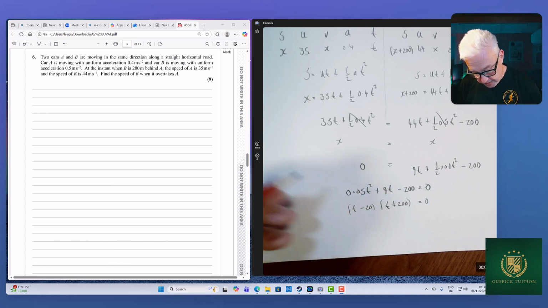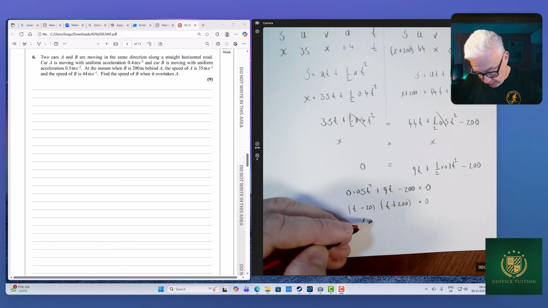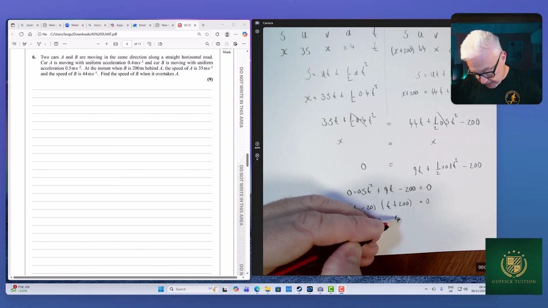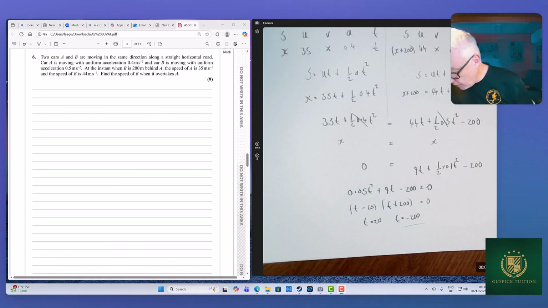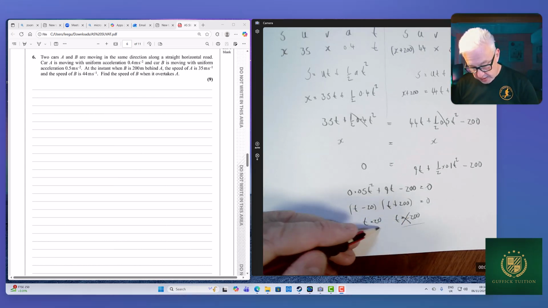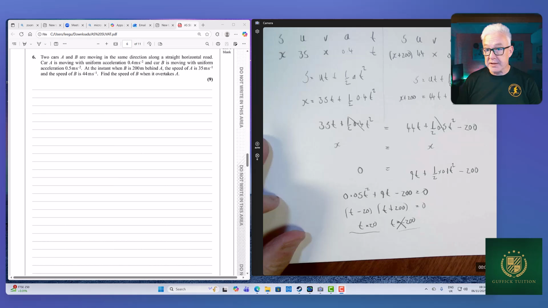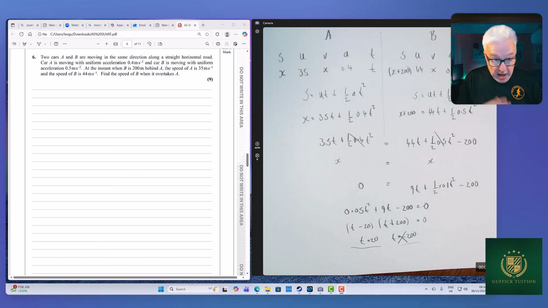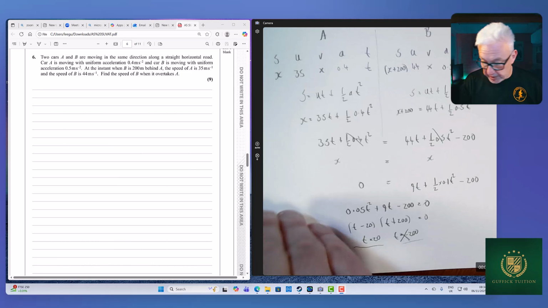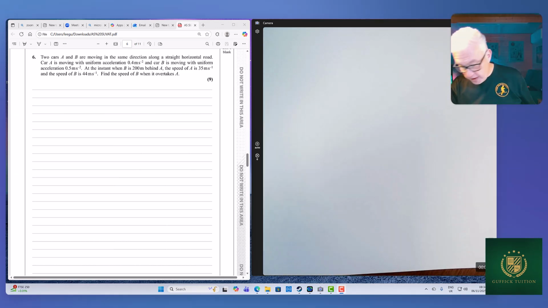Which gives us values of t equal to 20 and t equal to minus 200. We really don't want that one because it's a negative value of time. So it's 20 seconds is the time at which B overtakes A. Now we've just got to find out what the speed of B is when it overtakes.